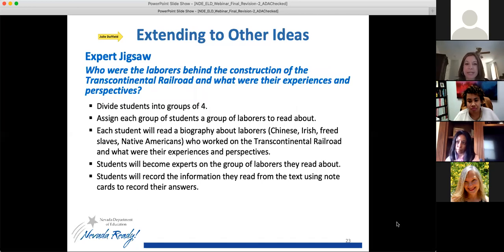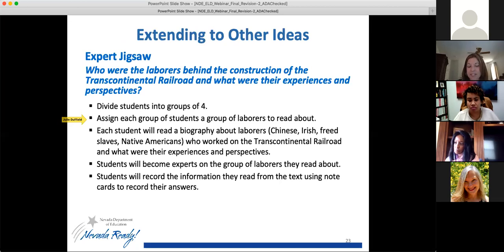So now when we extend, as we're thinking about this unit and this lesson, we want to take it to the next level. We still will do an expert jigsaw, but now we want to take the students to a different level of thinking. Who were the laborers behind the construction of the Transcontinental Railroad, and what were their experiences and perspectives? Based off that first text, that gave us a solid base in regards to this topic. Students were able to read about it and partner up, and now they're going to extend their ideas.